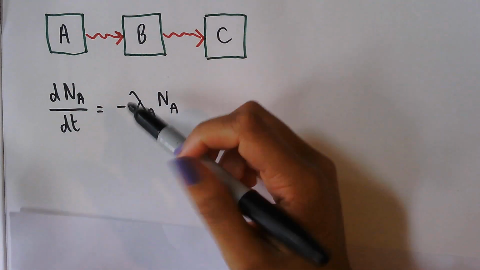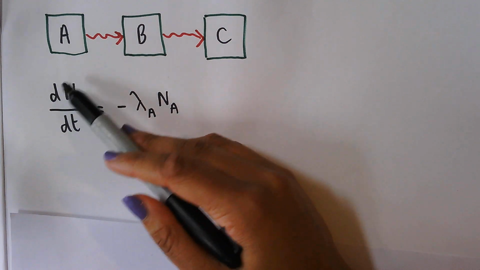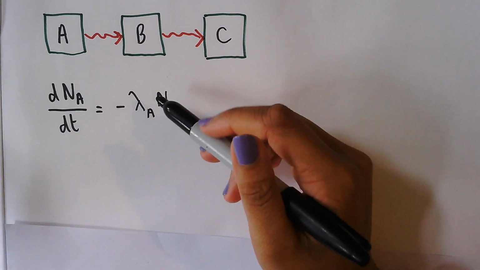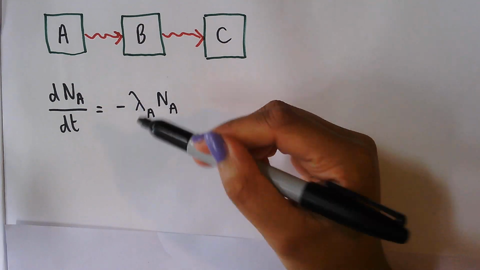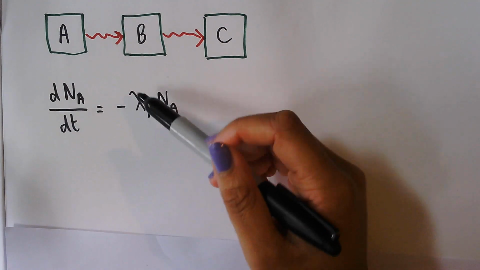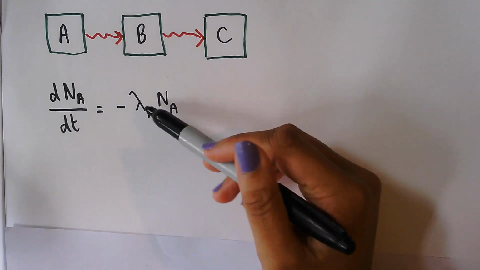So the activity of a radioactive sample is proportional to the initial number of nuclei in that sample, so in this case NA, and the constant of proportionality is known as the decay constant, which is expressed as lambda, so lambda A.